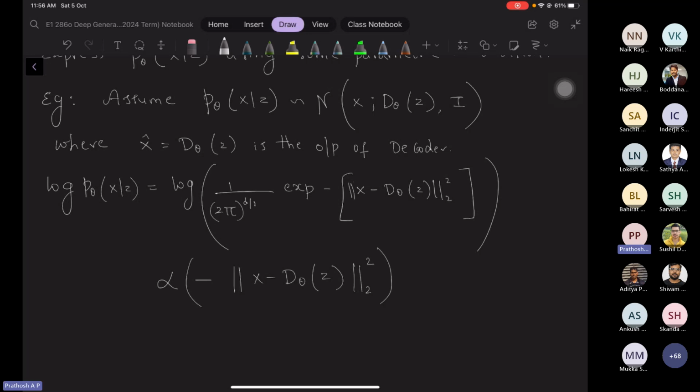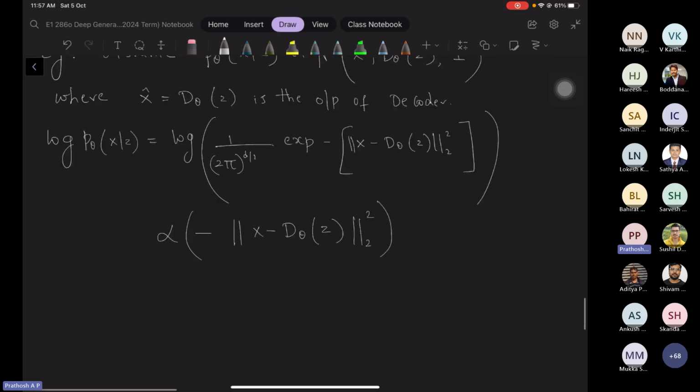Now you see where the auto encoding thing is coming from, no? It will become a squared error loss between the input data point xi and the output of the decoder, if you assume your p theta of x given z to be Gaussian. Now the expectation of, what do we have? Expectation of log of p theta of x given z, with respect to q phi of z given x.